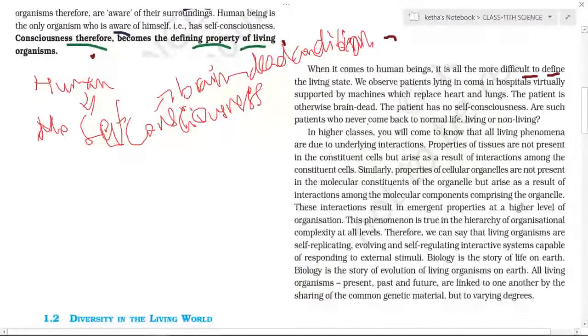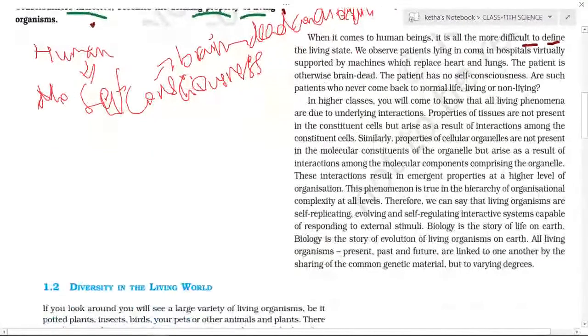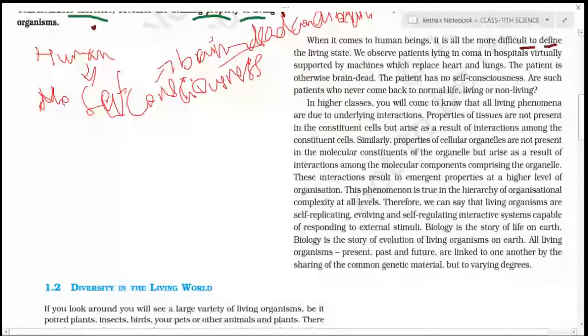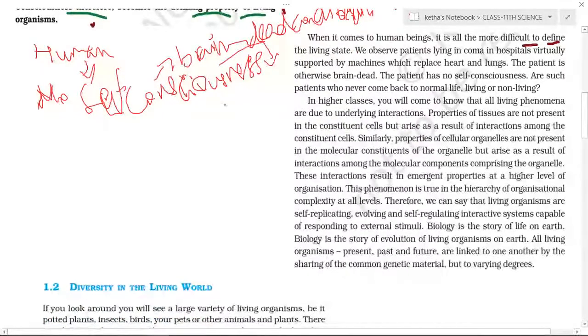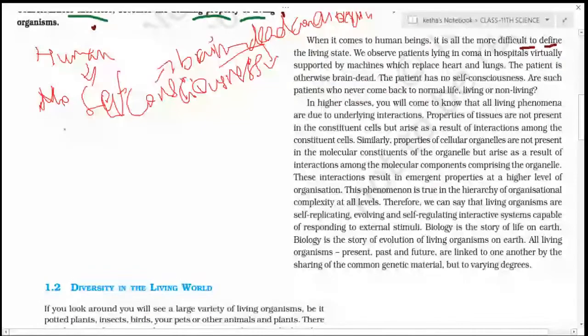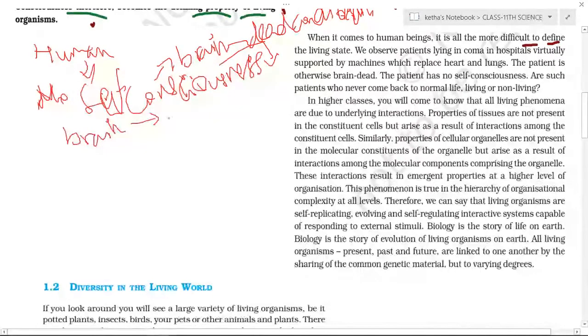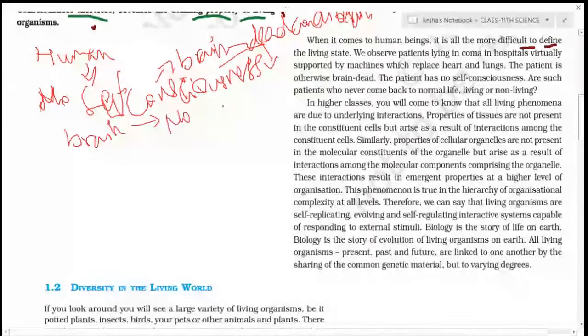Are such patients, who never come back to normal life, living or non-living? Here the question is whether the patient can come back from this brain dead stage to normal life, either living or non-living. The answer is no. Once the brain is dead, the person cannot come back to his normal life.